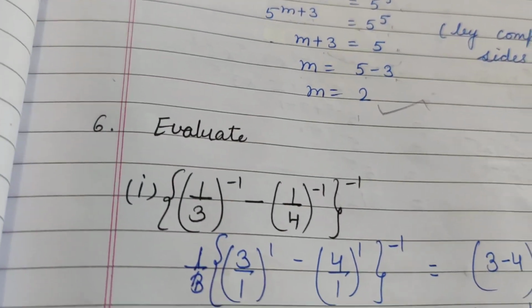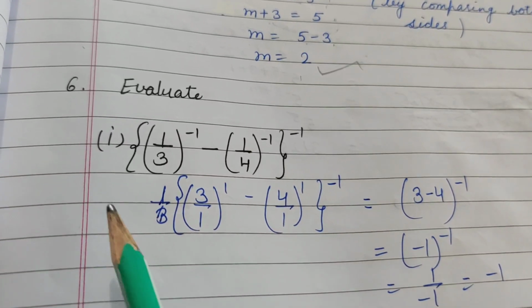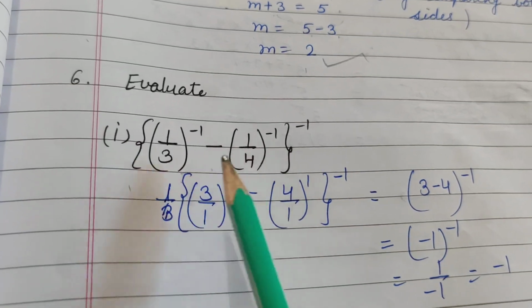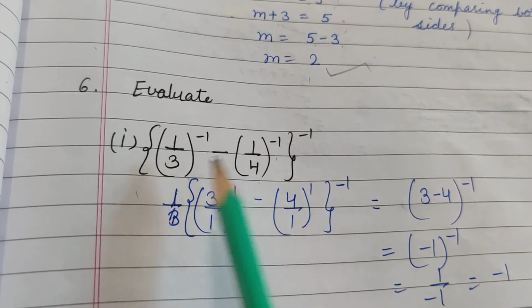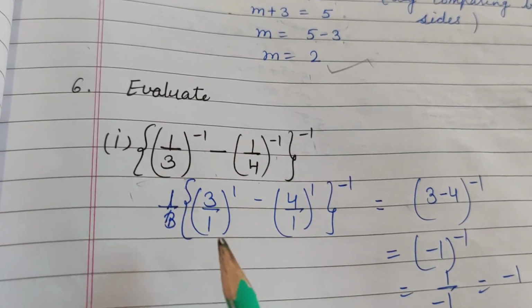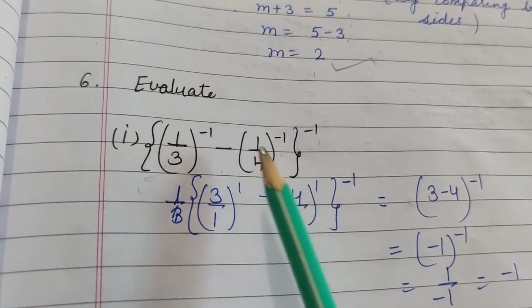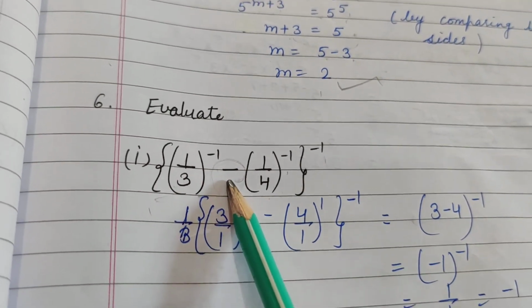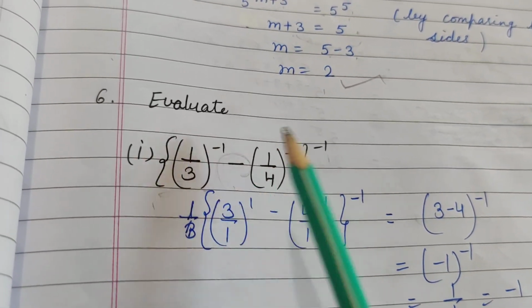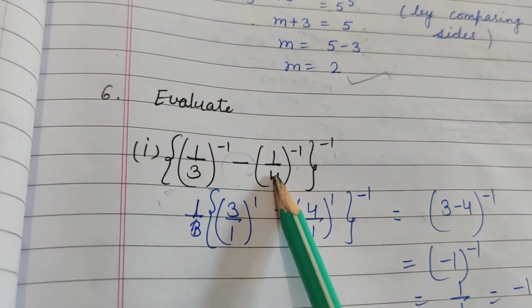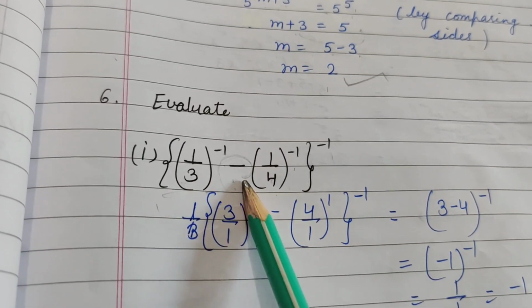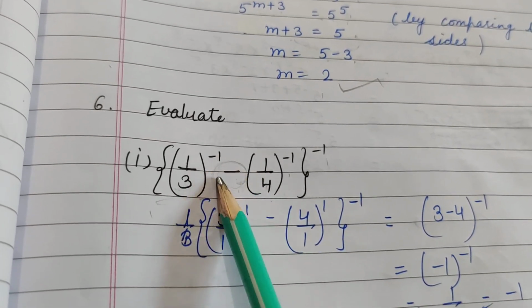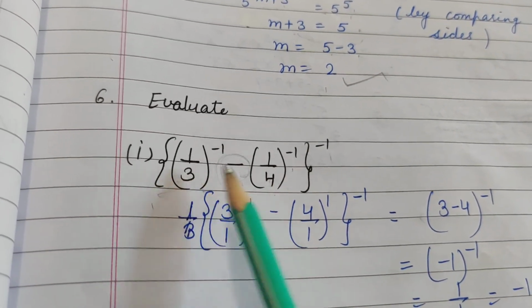Next question, again it's evaluate. First part of the sixth question, 1 upon 3 raised to power minus 1 minus 1 upon 4 raised to power minus 1, and whole raised to power minus 1. Firstly, we'll solve inside the brackets. Here there is a minus sign, so we can't apply the law here. If the power is the same and the numbers are different, and if the numbers are in multiply and divide, then we can apply the law that the power can be given to the whole. But here it's minus, so there is no law, so we'll solve it separately.